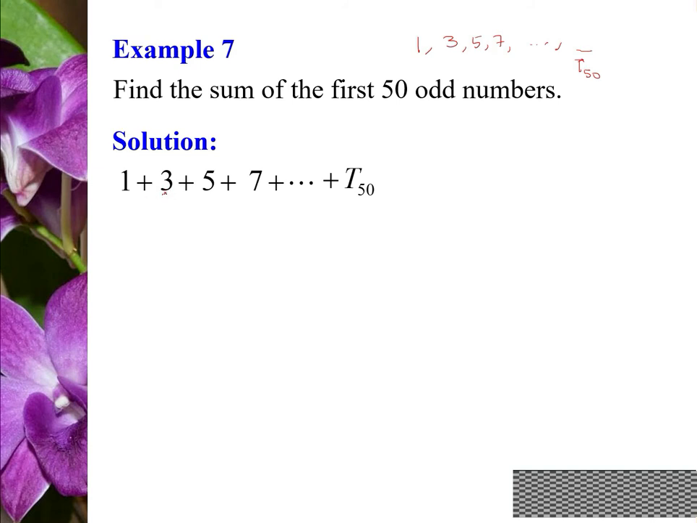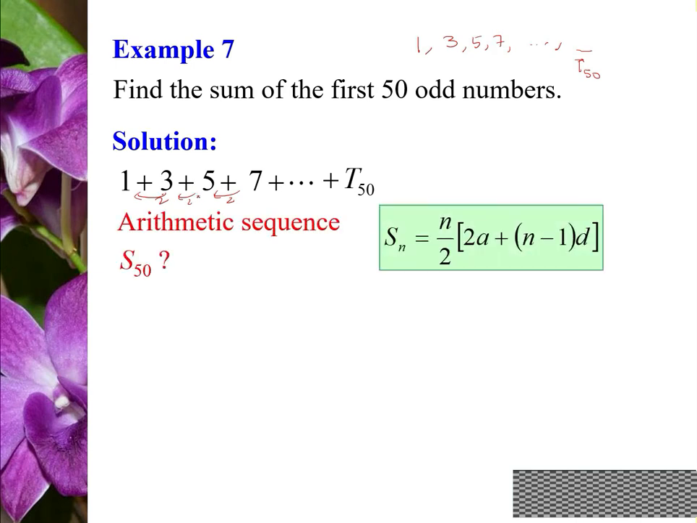To check, you have to make sure the difference is the same. So 3 minus 1 is 2. 5 minus 3 is also 2. 7 minus 5 is also 2, and so on. That means this is an arithmetic sequence. Since we know that this is an arithmetic sequence, we can simply use the formula of Sn. And we want to find the sum of the 50 odd terms. That means our n here is just 50.